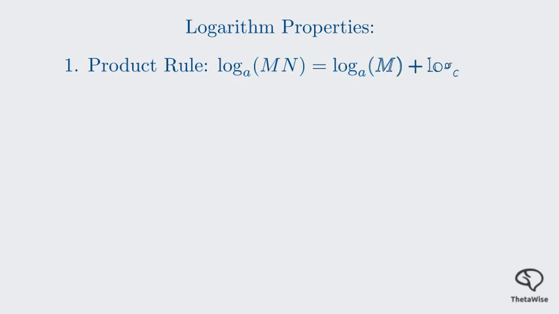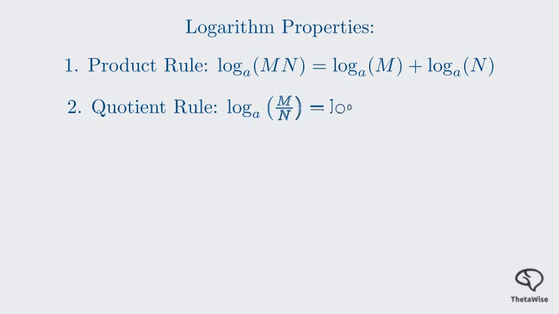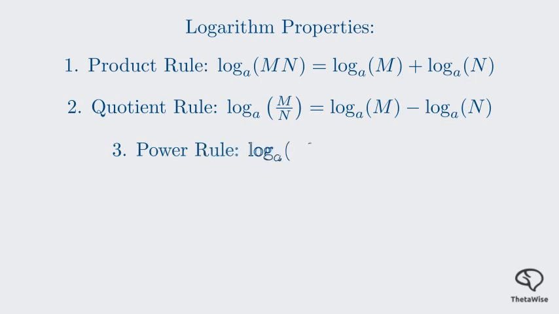First, the product rule. The logarithm of a product is the sum of the logarithms. So, log base a of m times n is log base a of m plus log base a of n. Second, the quotient rule. The logarithm of a quotient is the difference of the logarithms. So log base a of m divided by n is log base a of m minus log base a of n. Third, the power rule. The logarithm of a number raised to a power is the power times the logarithm of the number. So, log base a of m to the power of p is p times log base a of m.